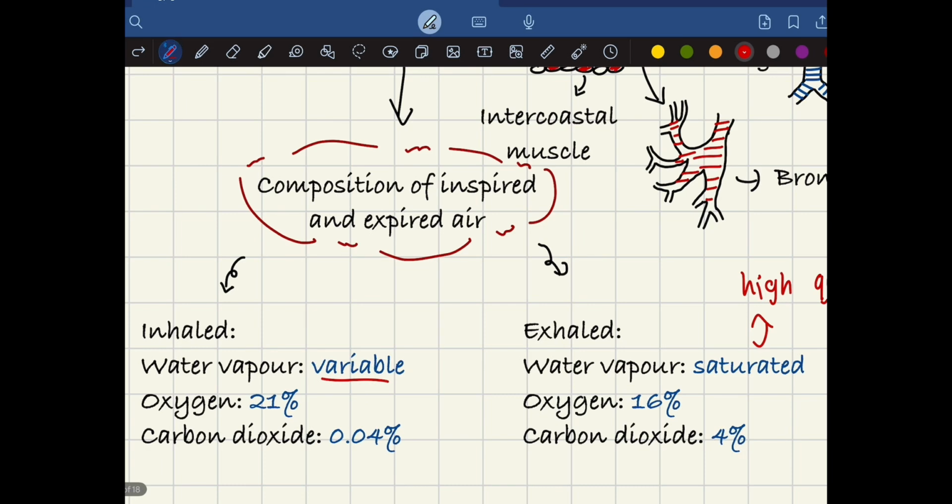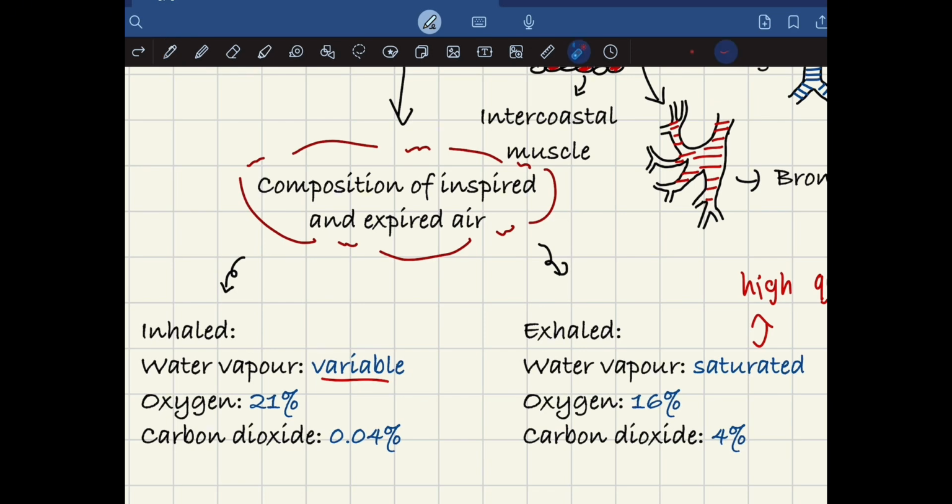Now, next thing to compare is oxygen. In inhaled air, we have 21% concentration of oxygen, but in exhaled air, we have 16% oxygen. Let's compare. Which one is higher? Obviously, it's 21%. Which means that when we're inhaling, we're taking in more oxygen, and when we're exhaling, we have comparatively less oxygen concentration.